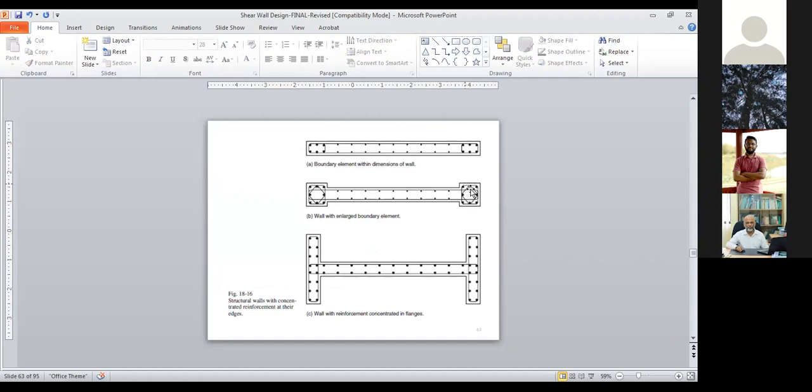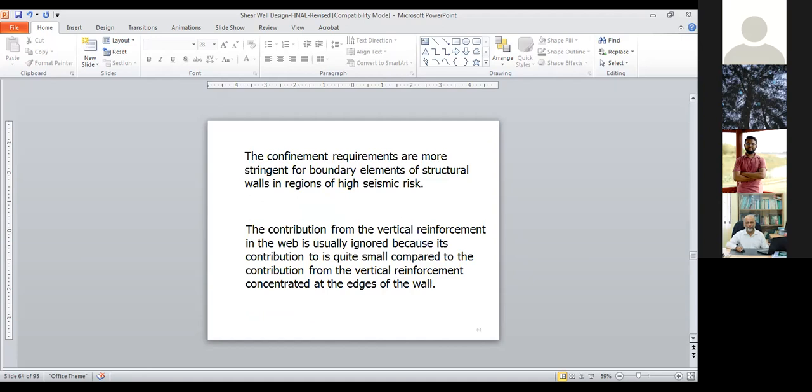So you can see that boundary reinforcement also, you use the tied reinforcement in the boundary. You can have the flange form in the boundary also. So this is the common type of shear wall you have.